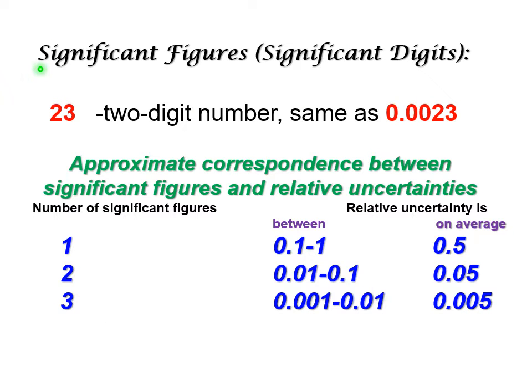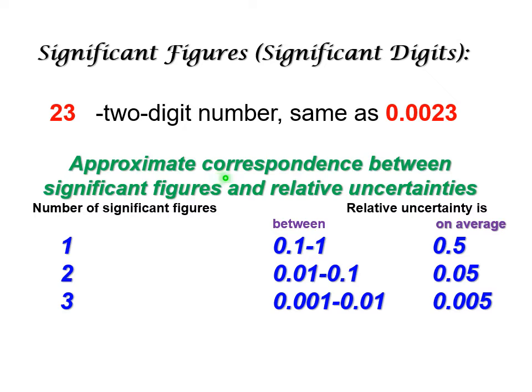So, the significant figures or significant digits concept, you should be familiar with that from general chemistry class. So we say that 23 is a two-digit number, there are two significant digits, and the same is 0.0023. Zeros before do not count as significant digits. Zeros after the number can count or cannot, depending on circumstances.